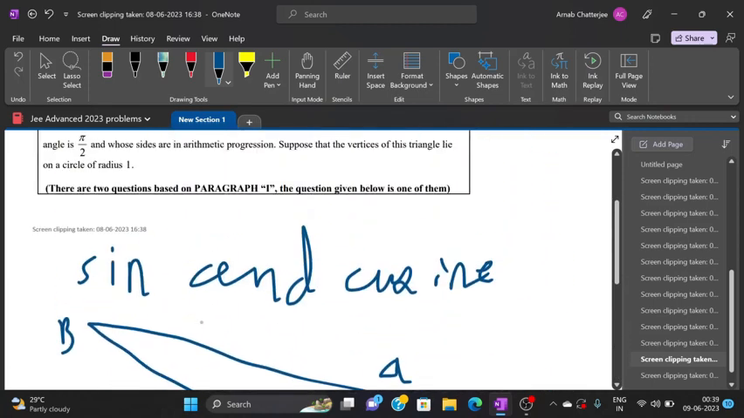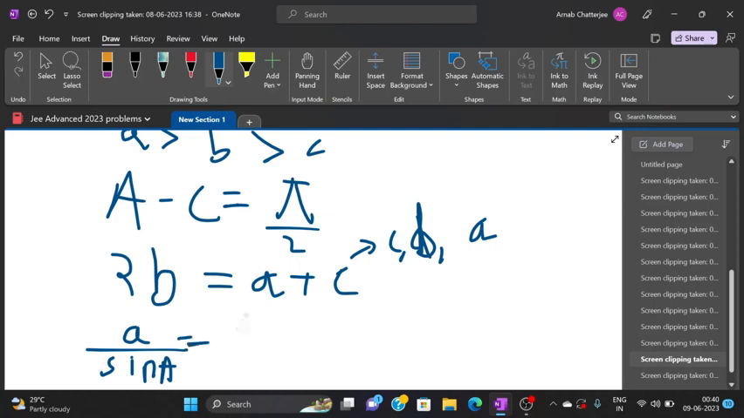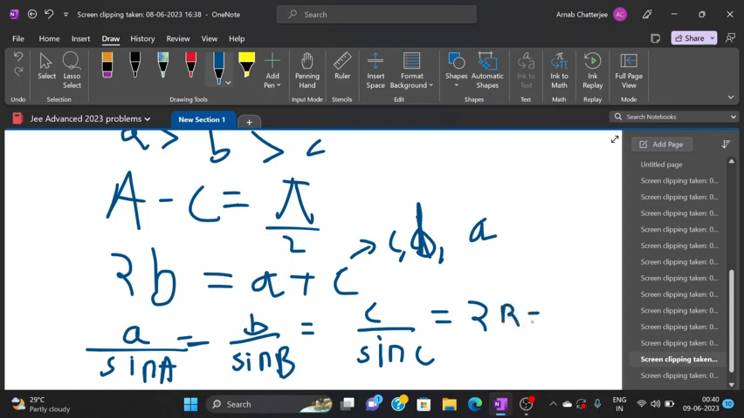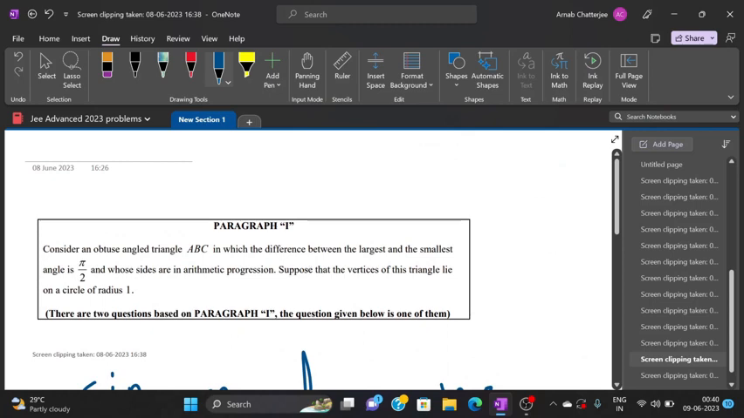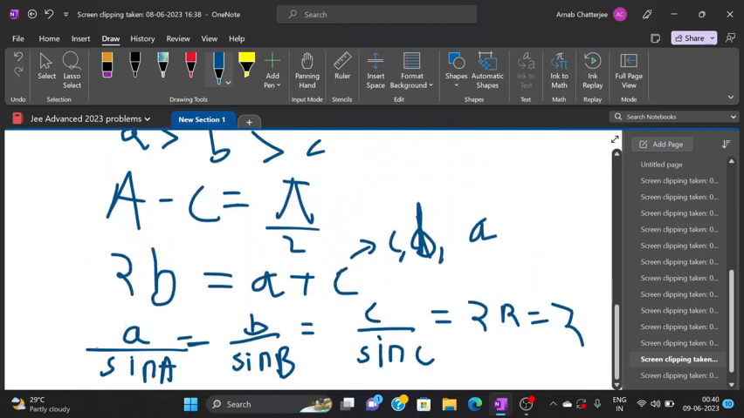Now we will have some more equations. See, one equation will be A by sine A equal to B by sine B equal to C by sine C, and these all will be equal to 2 times R, which is equal to 2. Since the circumradius, they have said that all the vertices of the triangle lie on a circle of radius 1. So this means the circumradius is 1. So now we have these equations to solve.